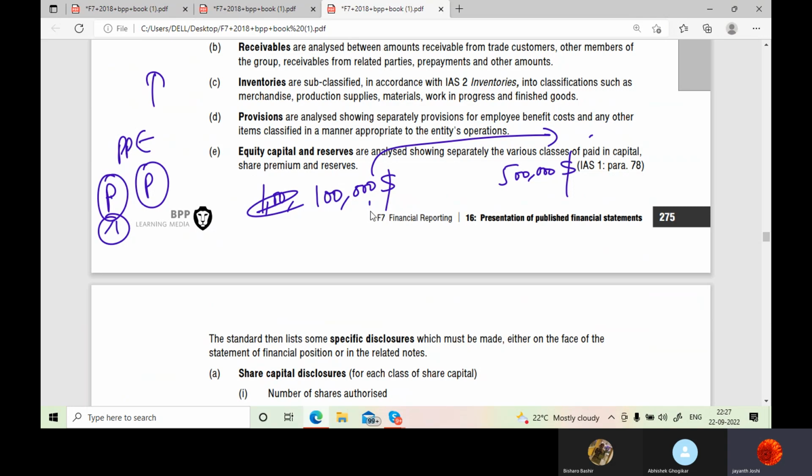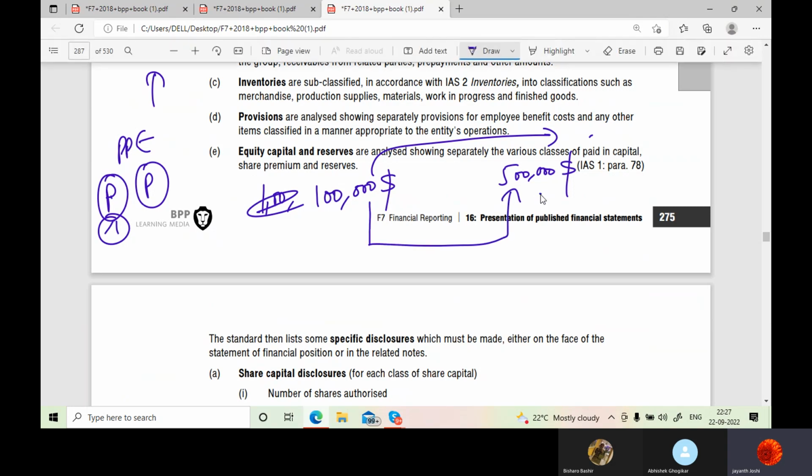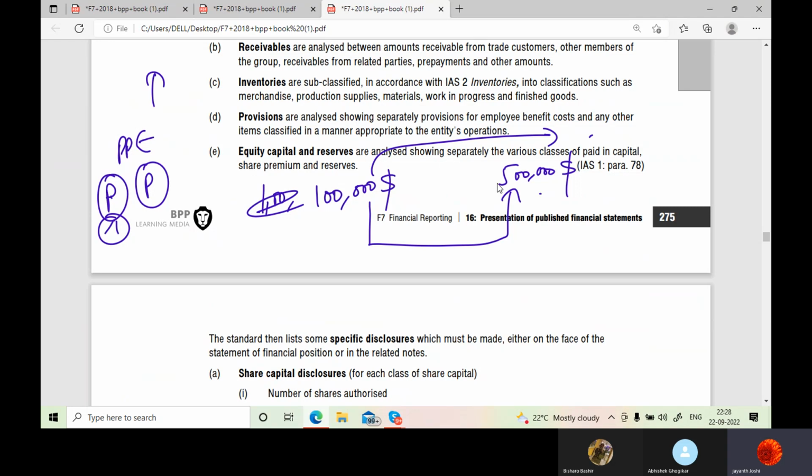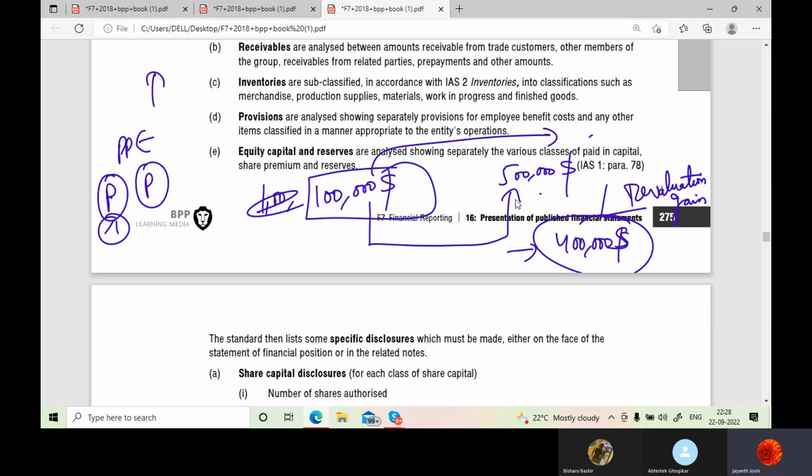Yes. So the revaluation, when you have done the revaluation of your property, what you came to know is people are ready to pay $400,000 extra to you for your property. So is that a revaluation surplus or revaluation gain? Yes, it's a revaluation gain. And the asset which you bought for $100,000, and people are ready to pay you an additional amount for that asset, now that asset value is like $500,000.